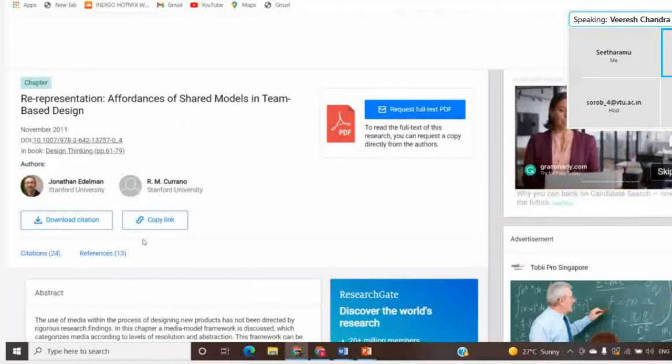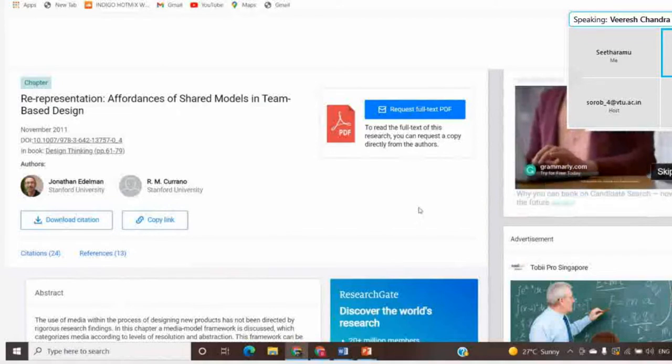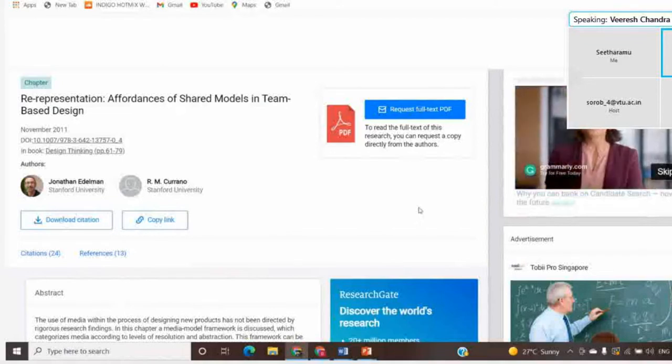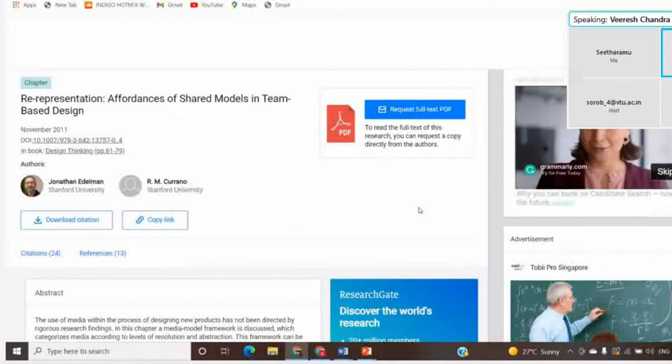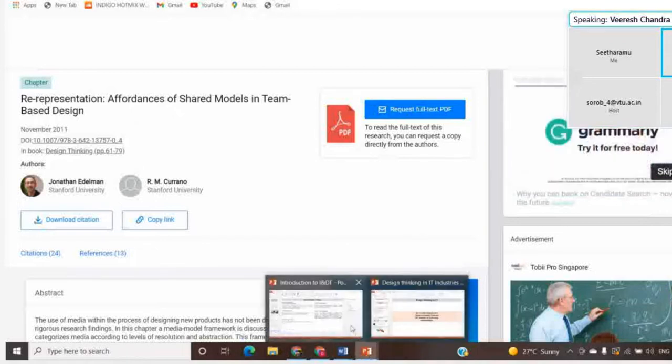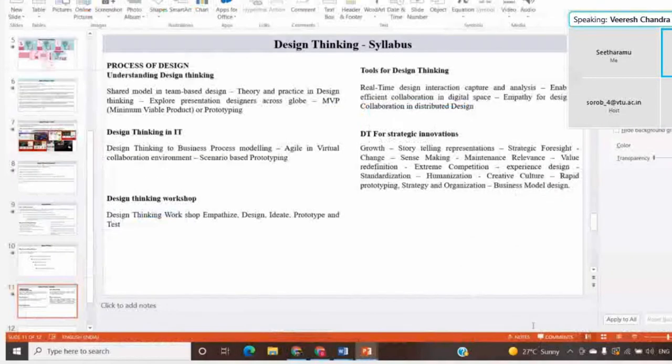It can be done online. Yes, of course, it can be done online. That is not an issue, but there are certain models, business models or shared models, which have been built up. So what are those shared models? How exactly can the sharing be done in team-based design? So this is one perspective. Now when I consider the second topic here, theory and practice in design thinking.